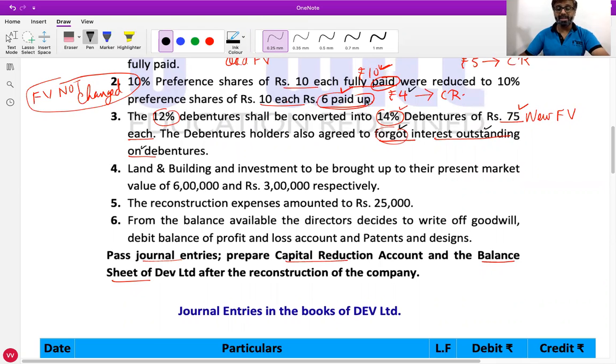Navang, unmute yourself again. You are not audible, Navang. Try again. I think there is some problem. Devanshi from OP Road, unmute yourself. You tell me what will be the entry for this, debenture holders agree to forego the interest outstanding.